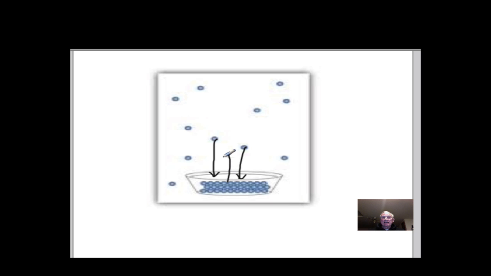When the evaporation rate and the condensation rate are equal, then we've reached the state of equilibrium. The pressure exerted by a gas in equilibrium with its liquid phase is called the equilibrium vapor pressure. Within a pure liquid, this is a property of that material.